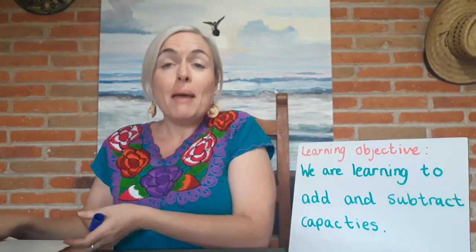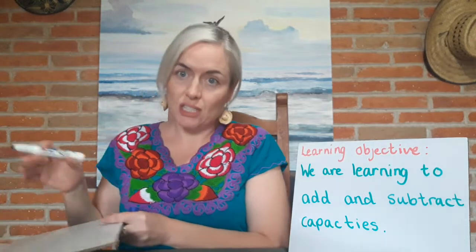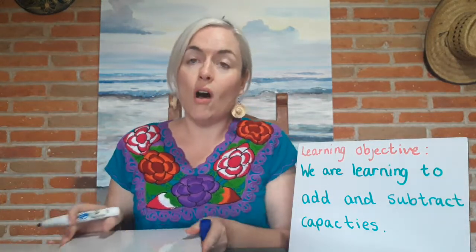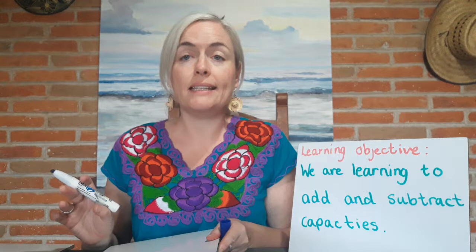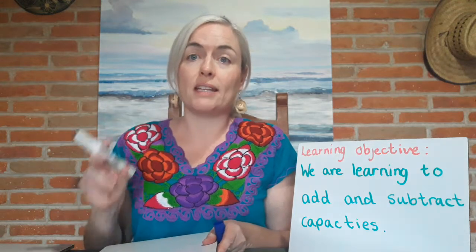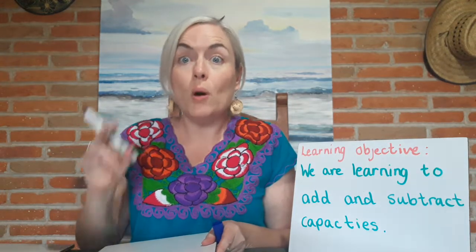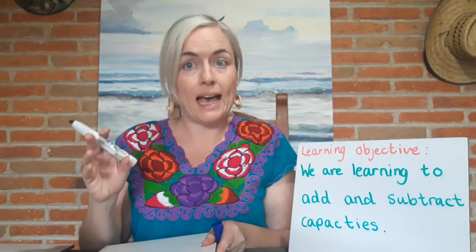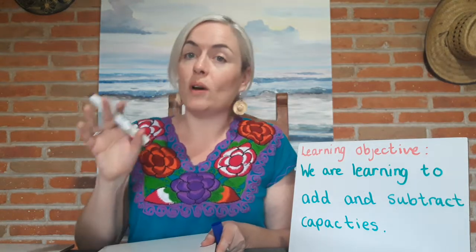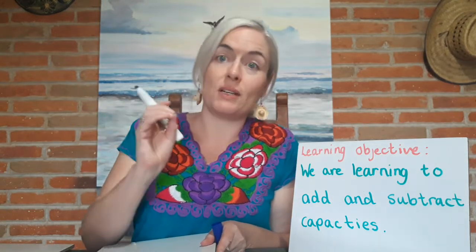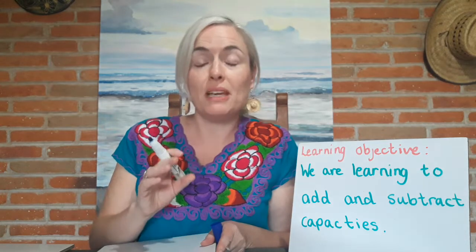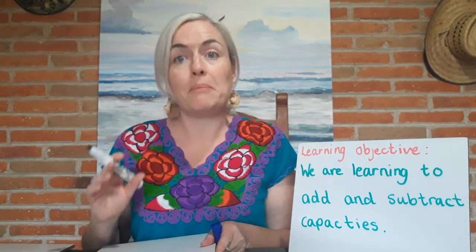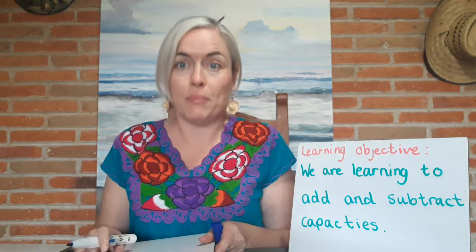Okay, remember, if we want to do any kind of addition or subtraction of different capacities, we have to make sure that they're measured in the same unit. So if they're both in litres, you can take away and add them. But if one is in litres and milliliters and one is in milliliters, we have to make sure that they are both in milliliters. So that's the first step, okay?